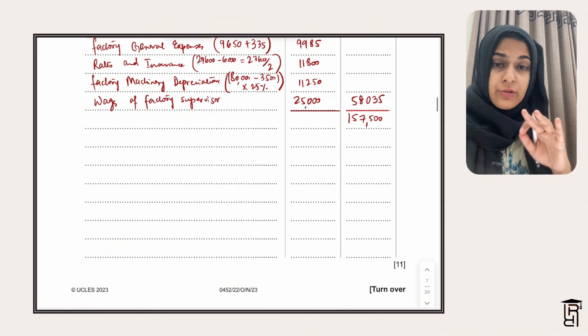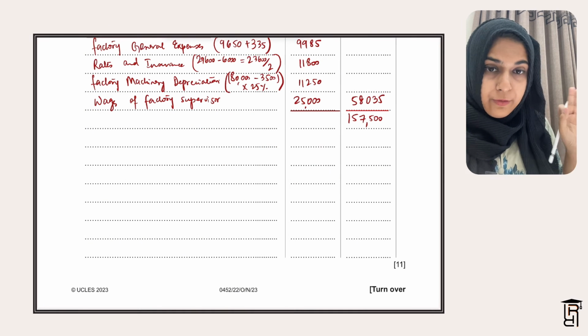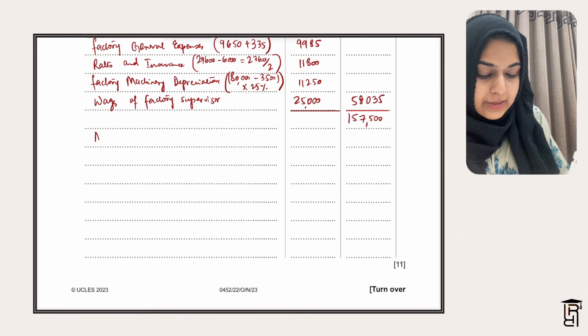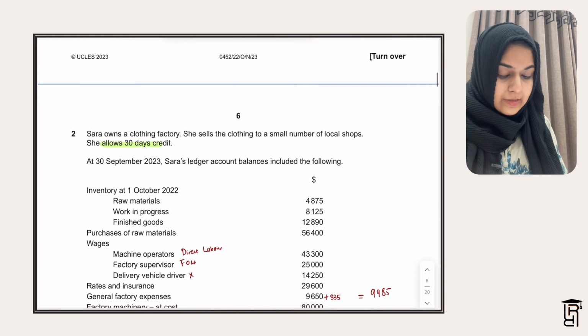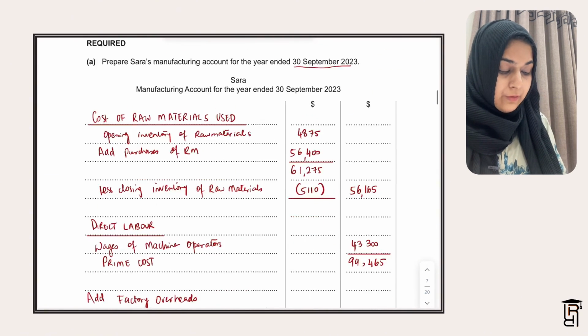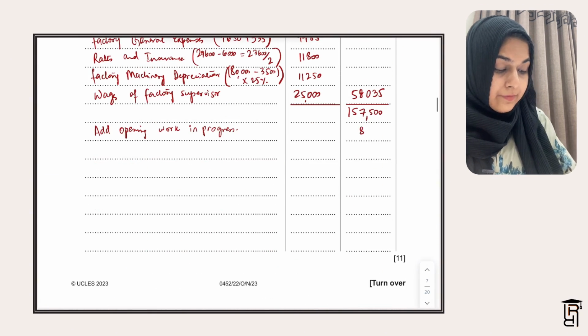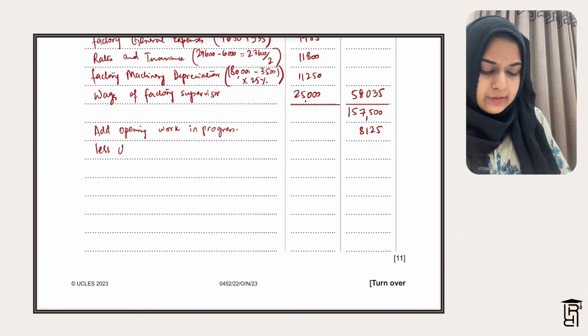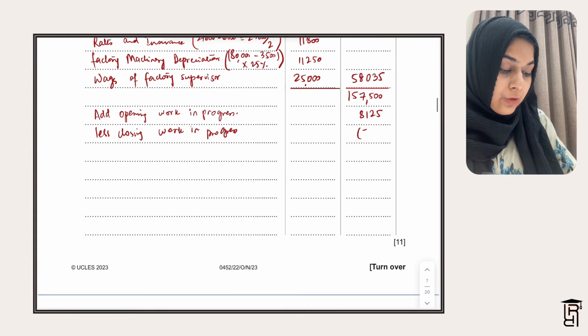So you'll get a value of 157,500. Then you need to adjust this value for the WIP. So we'll write here add opening work in progress. Opening work in progress here is 8125. So I need to add this. And you write here less closing work in progress 7365. So you subtract that 7365.